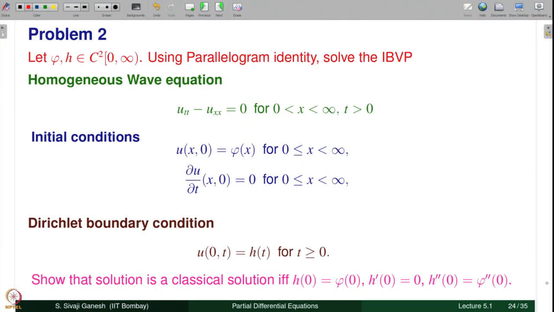So, let us look at problem 2. Here we are supposed to solve a homogeneous wave equation with initial conditions and possibly a non-zero boundary condition, general function h of t. We will use the parallelogram identity to solve in some region of this domain. The domain in which we are interested in solving is this, x positive, t positive.